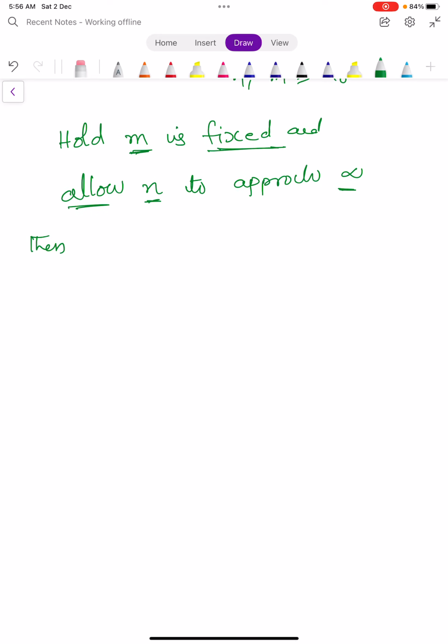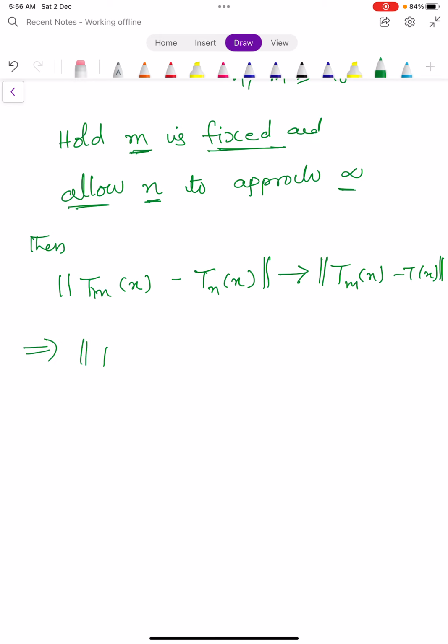Then obviously we have norm Tn of x minus Tm of x tends to norm Tm of x minus T of x. Thus we conclude that norm Tm of x minus T of x is less than epsilon. This is nothing but norm Tm minus T is less than epsilon.